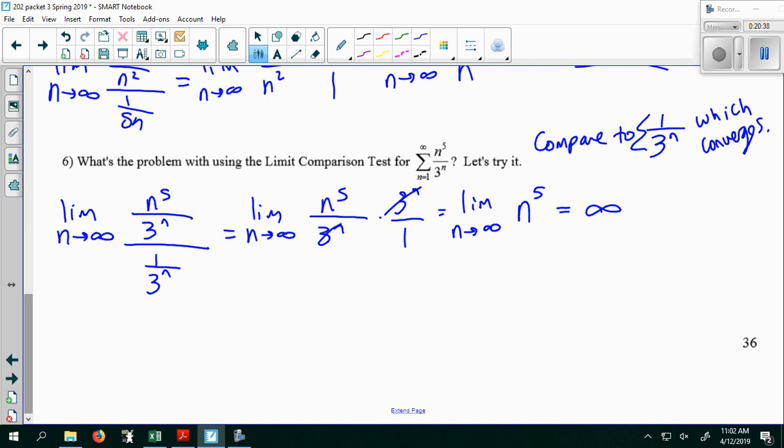That means that I cannot conclude that the two series have the same behavior, right? The limit comparison test says that my limit has to be finite and non-zero, but this limit is infinite. So I can draw no conclusion here.